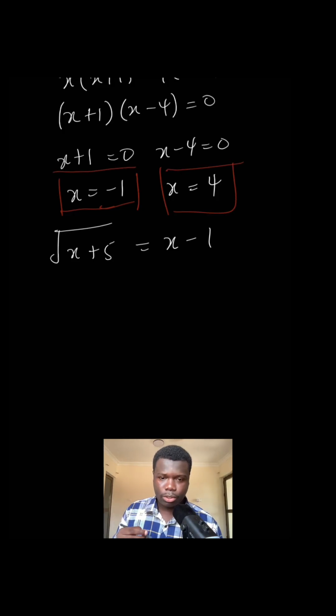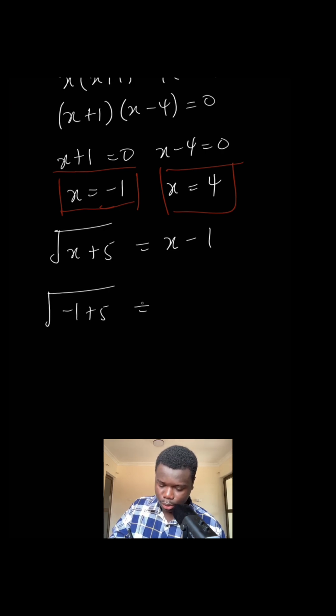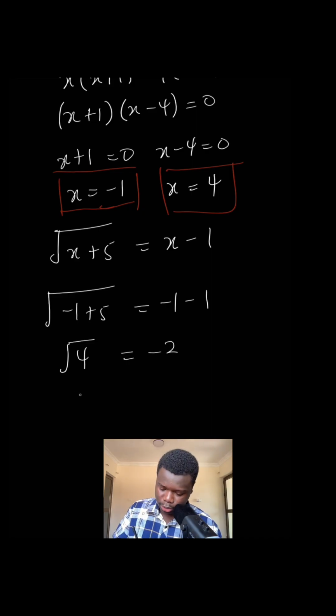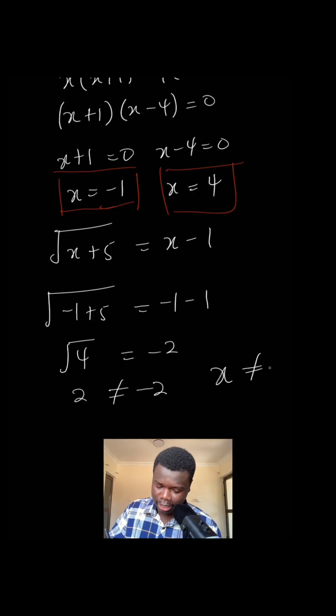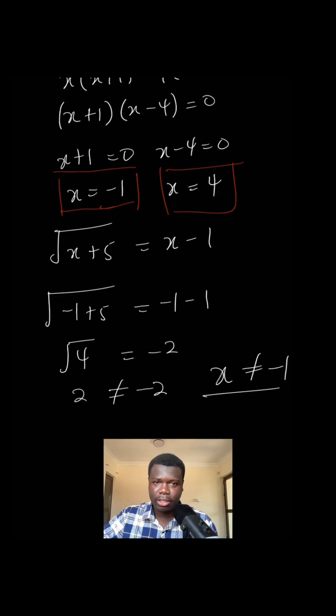If x equals negative 1, it's going to be square root of negative 1 plus 5 equal to negative 1 minus 1, which is going to be square root of 4 equal to negative 2. The square root of 4 is what? 2. So 2 is not equal to negative 2. So the value x shouldn't be equal to negative 1, because it doesn't satisfy the equation. So we have to check for this one too. So obviously this has to work.